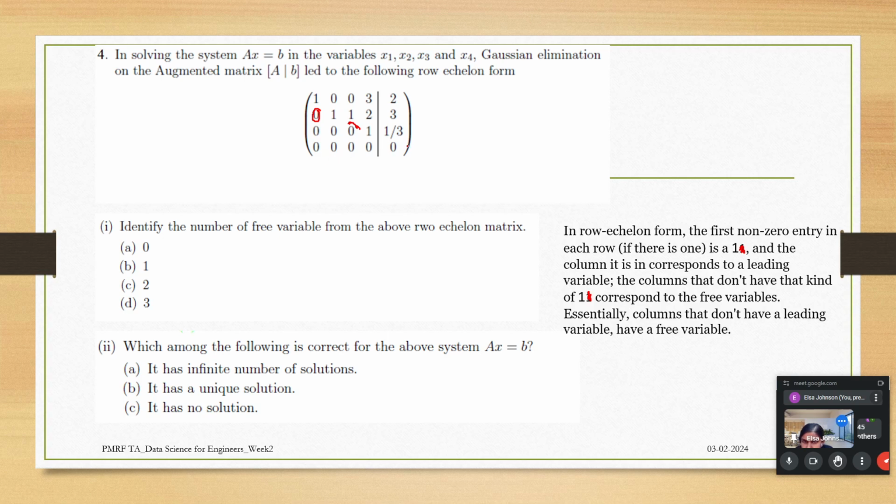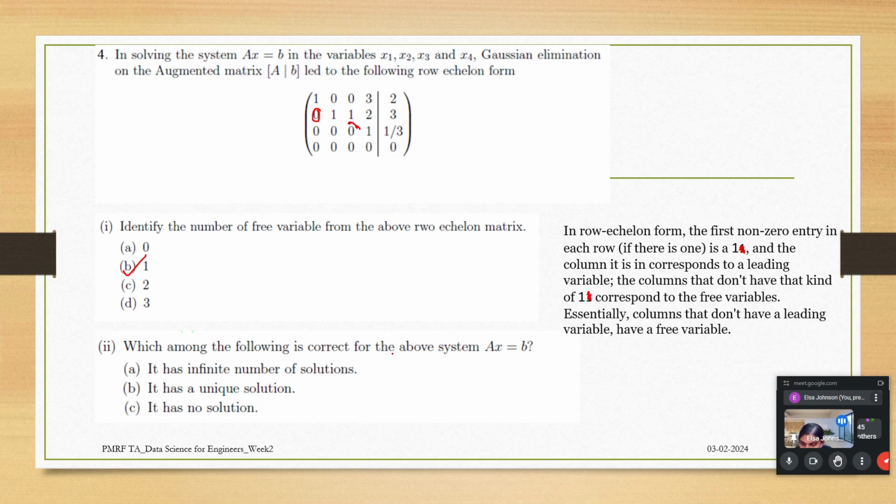Looking at the augmented matrix [A | b] itself, we'll know that there is a row of zeros, so anyway one of the variables won't be a leading variable. If the number of variables is 4 and the number of leading variables is 3, then the other variable, which is not a leading variable, will be a free variable. Now, which among the following is correct for the above system Ax = b?